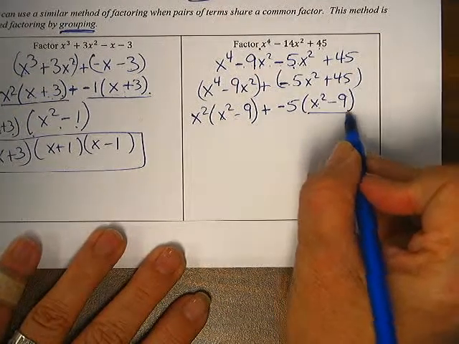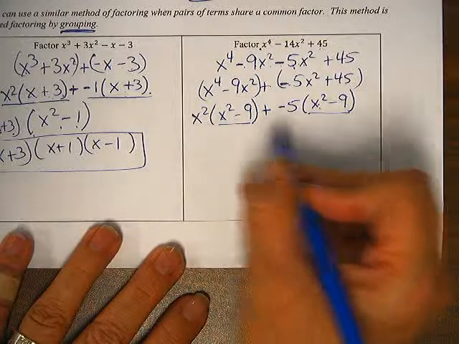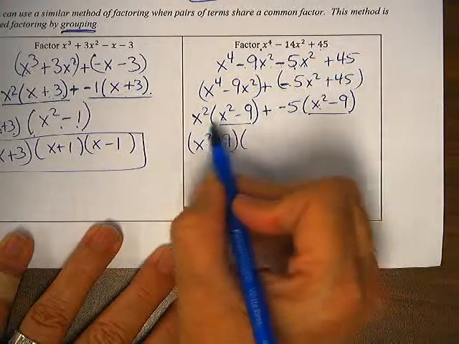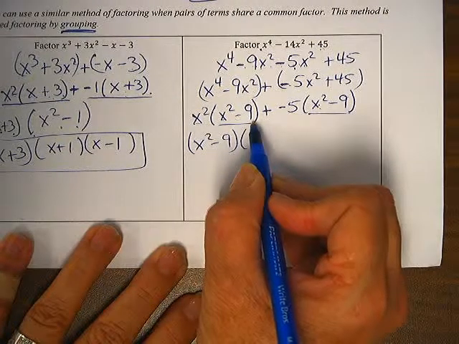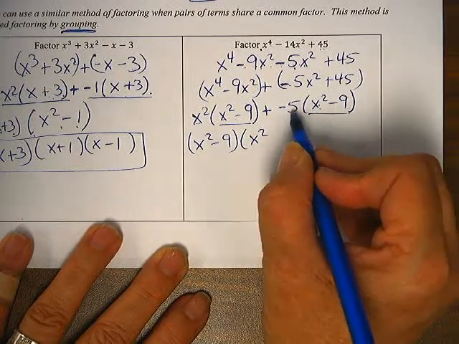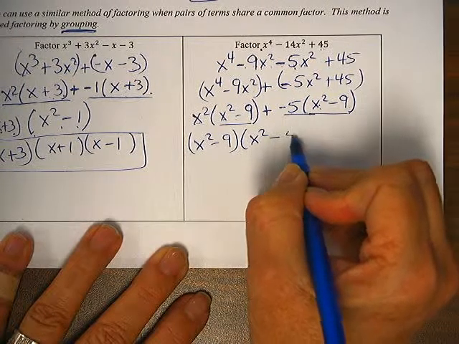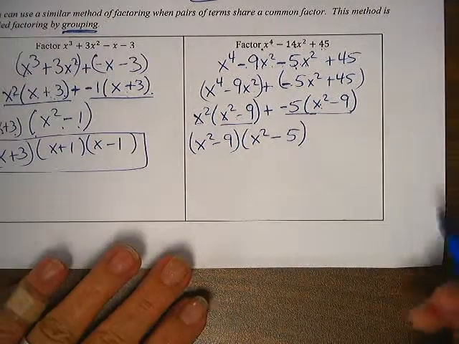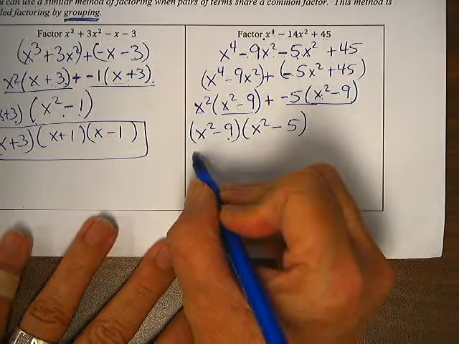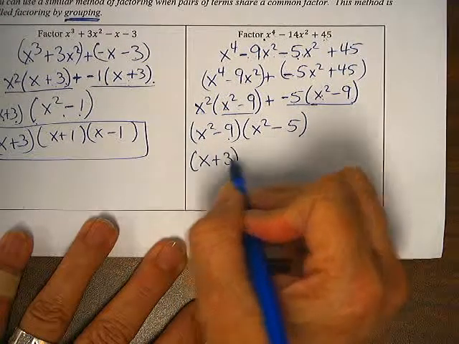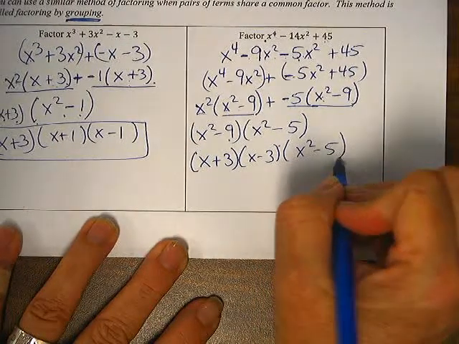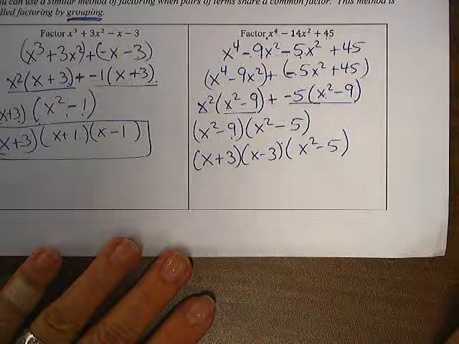Again, once we get to this stage, notice they both have an x squared minus 9, so I'm going to factor the x squared minus 9 out. So from this first term, after I factor out x squared minus 9, I'm left with x squared. And when I factor x squared minus 9 from this term, I'm left with a negative 5. Once again, I can take this x squared minus 9, recognize it's the difference of two squares, so I break it into x plus 3 times x minus 3, and I have x squared minus 5. Again, I would consider that fully factored.